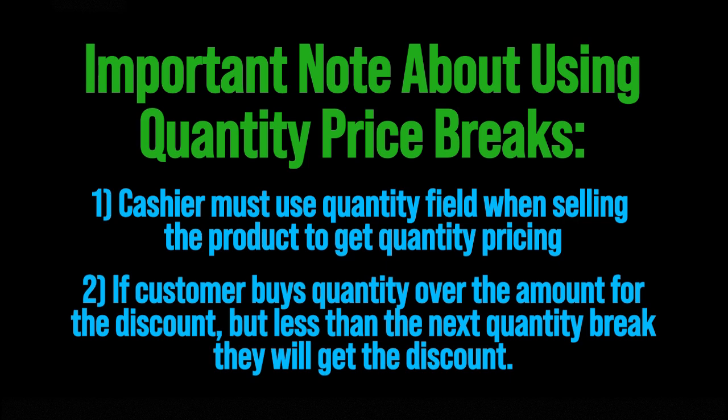A couple of important notes about quantity price breaks. First of all, the cashier must use the quantity field when selling the product to get the quantity pricing. If the cashier simply scans the item 5 different times, they won't get the quantity break. They have to scan the item once and enter 5 for the quantity to get that. Also, if the customer buys quantity over the amount for the discount, they will still get the discount. So if we have price breaks at 1, 5, and 10, if they buy 8, they will get the price like they bought 5, and if they bought 3, they will get the price like they bought 1.